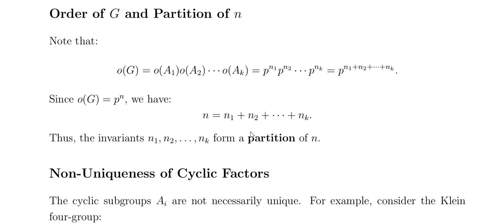And order of G and partition of n. That is, the order of G is defined as order of A1, order of A2, ..., order of Ak. That is p power n1, p power n2, ..., p power nk, that is p power n1 plus n2 plus ... plus nk. So the order of G is p power n, and n should be equivalent to n1 plus n2 plus ... plus nk. So the invariants n1, n2, ..., nk form a partition of n. The invariant is related to the partition of n.